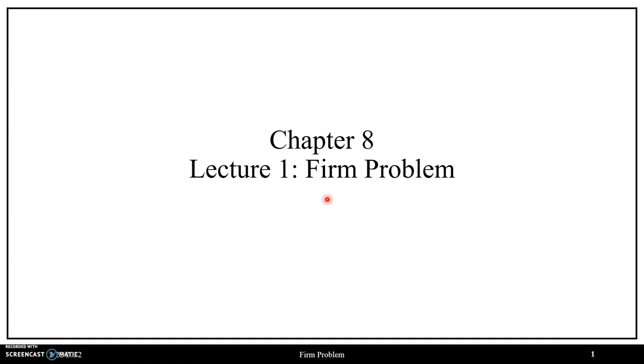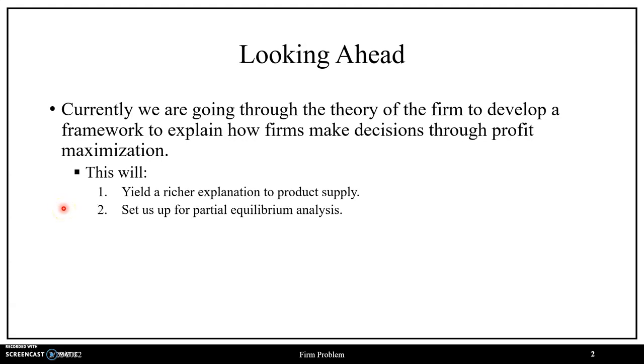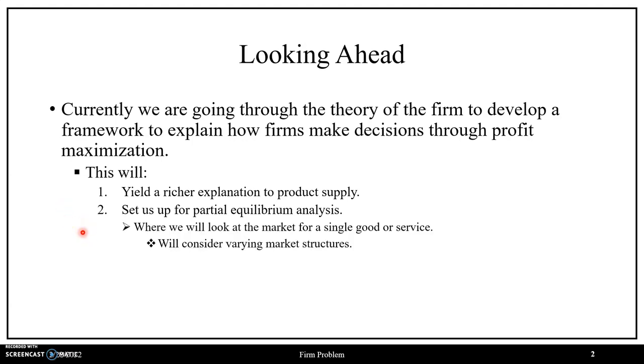In this video, we begin our discussion on Chapter 8, where, looking ahead, currently we're going through the theory of the firm in order to develop a framework to explain how firms make decisions through profit maximization, where this will yield us a richer explanation to product supply than what we encountered in Chapter 3, as well as set us up for partial equilibrium analysis, where we seek to examine the market for a single good or service, where the caveat being that we will consider varying market structures to see how price and quantity determination vary.